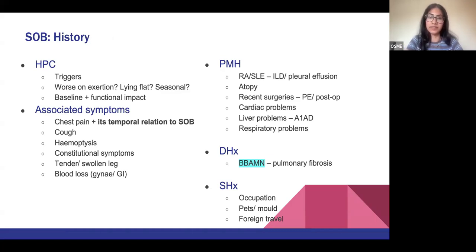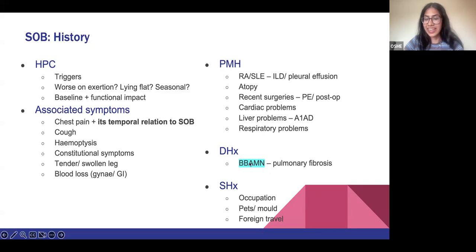So if they say they've got some of these autoimmune conditions, then they can cause inflammation in the lungs as well. Atopy can point you towards asthma as the cause. A recent surgery can not only predispose you to clots, but also post-op atelectasis. If they've got any pre-existing cardiac problems, then it could be heart failure. Liver problems, especially if it's a young person that sounds like they've got COPD vibes, then check if they've got any early cirrhosis or other symptoms.